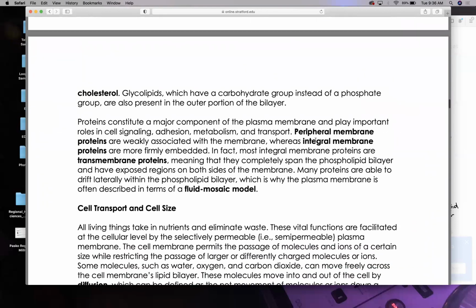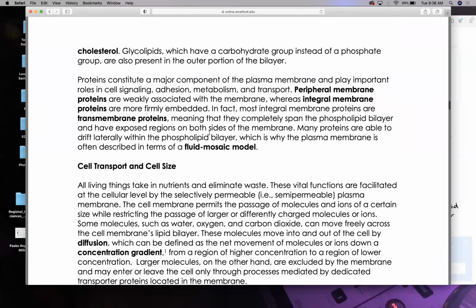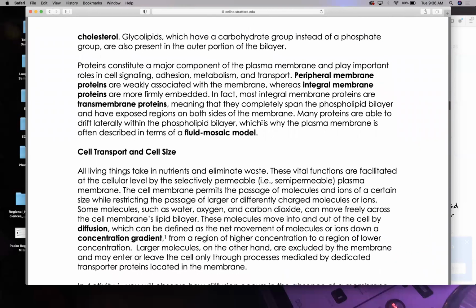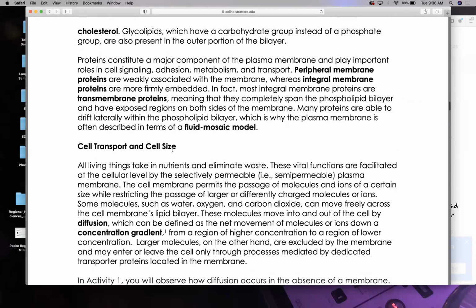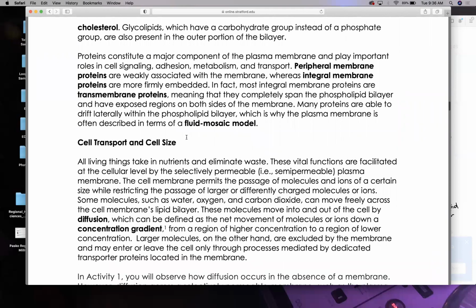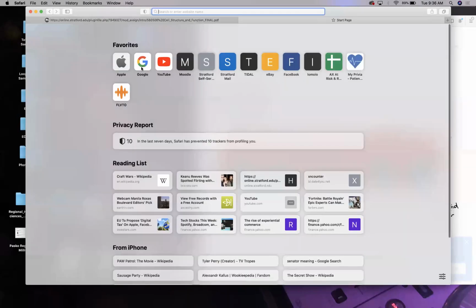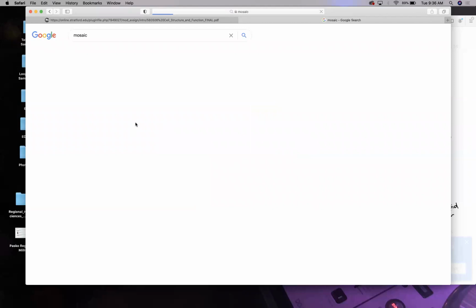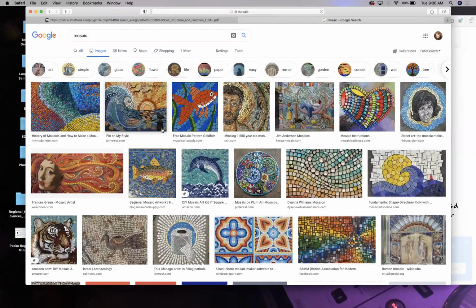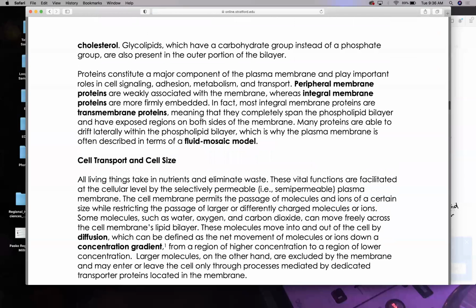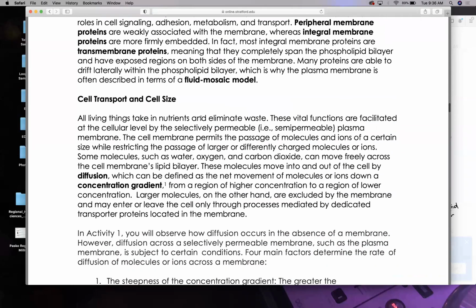We have these peripheral and integral proteins. We talked about that, and their function is to make the phospholipid bilayer stronger, and that's why they call it a fluid mosaic model, because if you've ever seen a mosaic, right, it's art that's made up of all these little pieces, and that is what your plasma membrane is about.